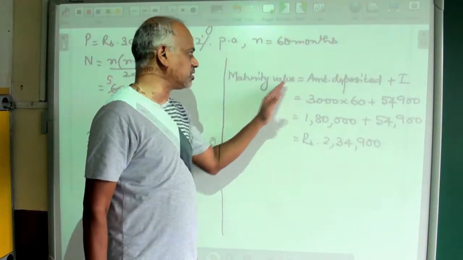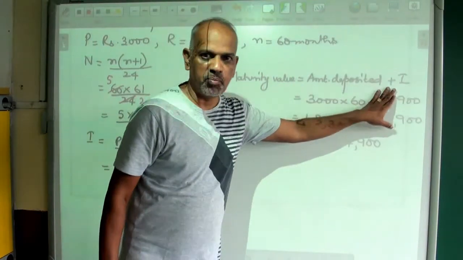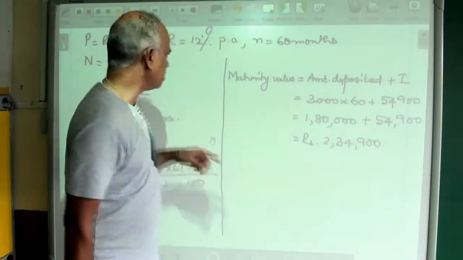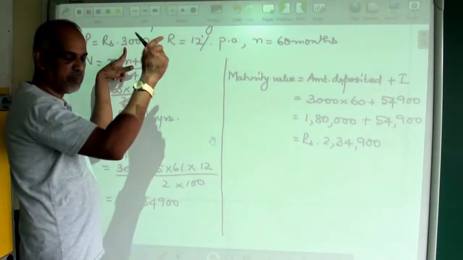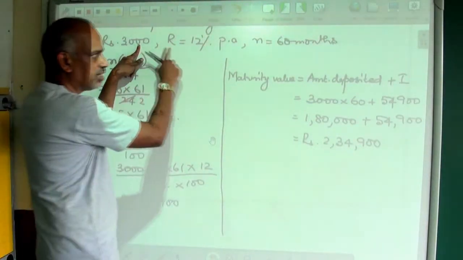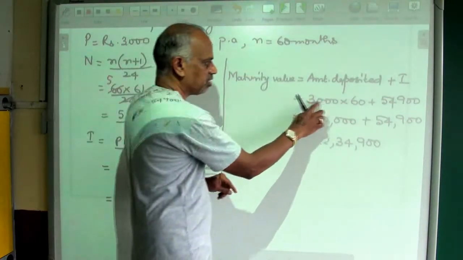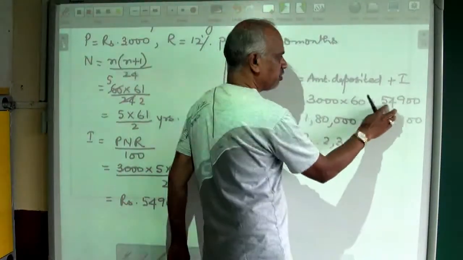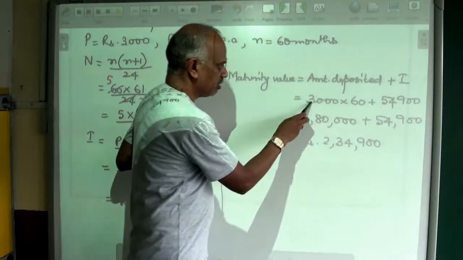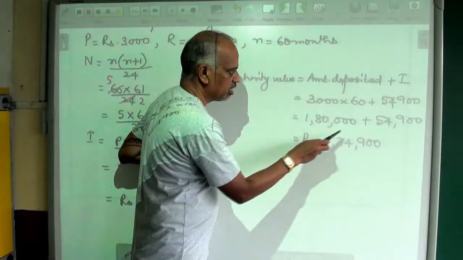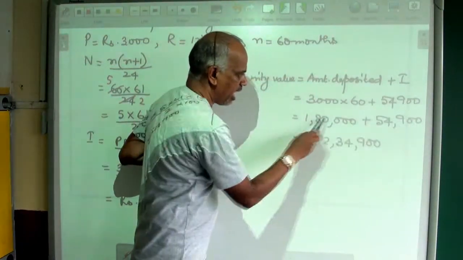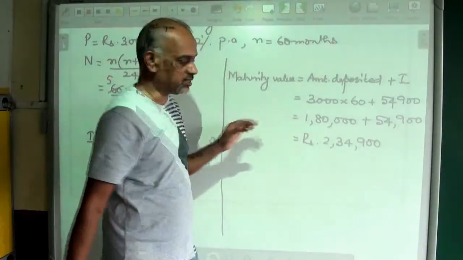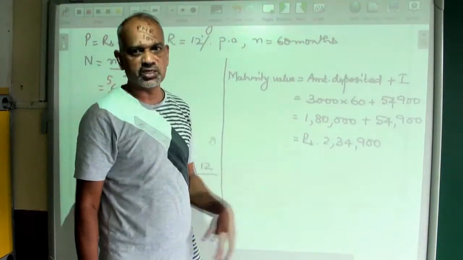Again, maturity value is given as amount deposited plus interest. Amount deposited means how much is the monthly deposit into the number of months. 3,000 is the monthly deposit into 60 months. So 3,000 into 60 plus the interest we calculated was 54,900. This into this gives you 1,80,000 plus 54,900. Added together gives you rupees 2,34,900, the final maturity value that this person will be getting.